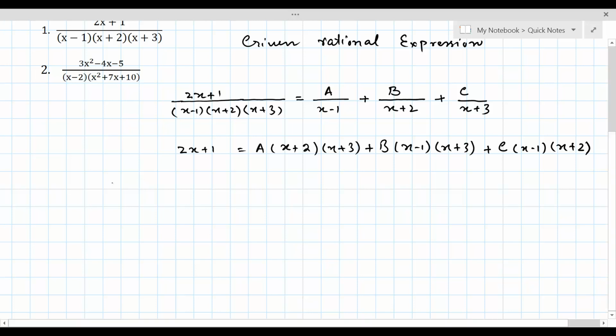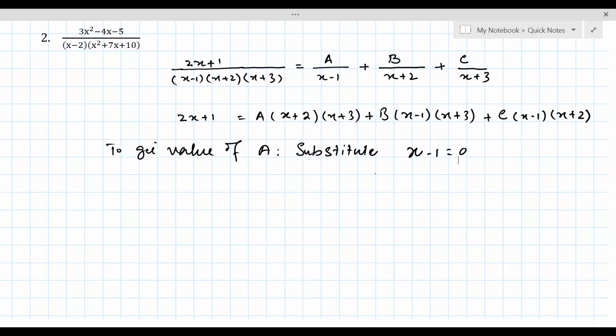And now to get the value of the constant A, we are going to substitute the linear factor just below A equal to 0. Substitute x minus 1 equal to 0. If x minus 1 is equal to 0, this means x is equal to 1. So we are going to substitute this value of x in equation 1.